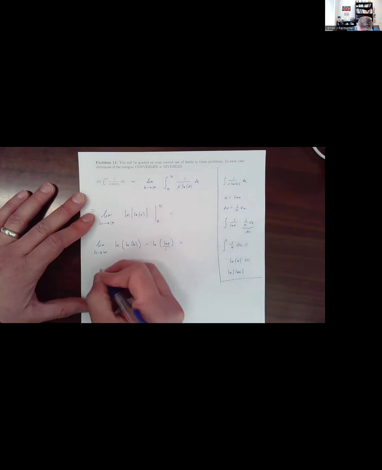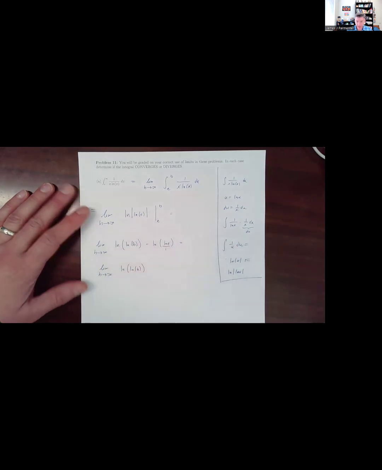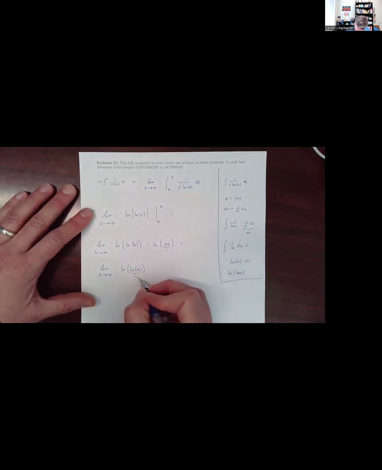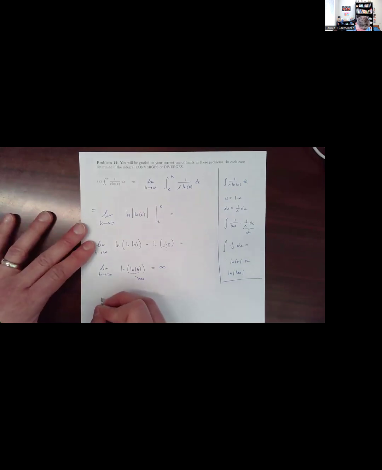So you really have the limit as b goes to infinity of the natural log of the natural log of b. As b gets infinitely large, the natural log of b goes to infinity, and as that goes to infinity, the natural log of that also goes to infinity. The limit is infinity, which means the integral diverges. Cool.